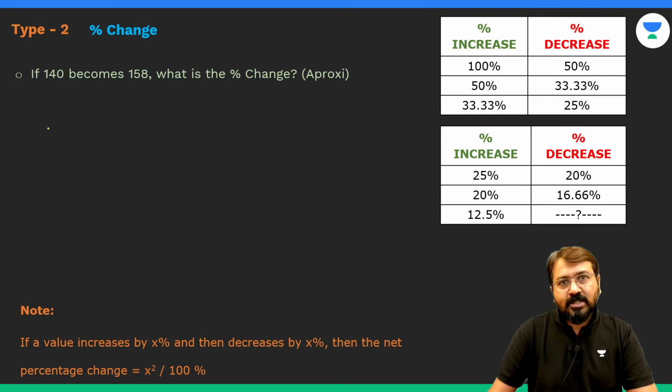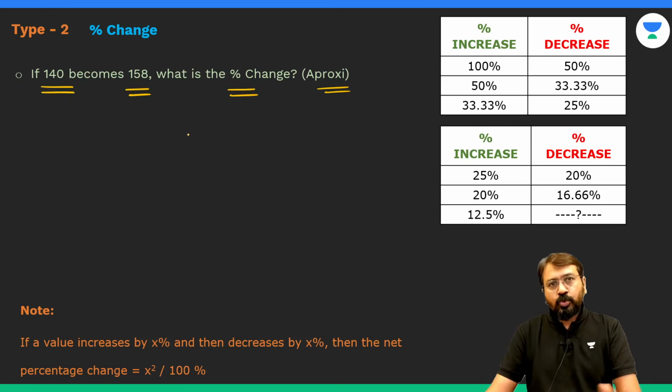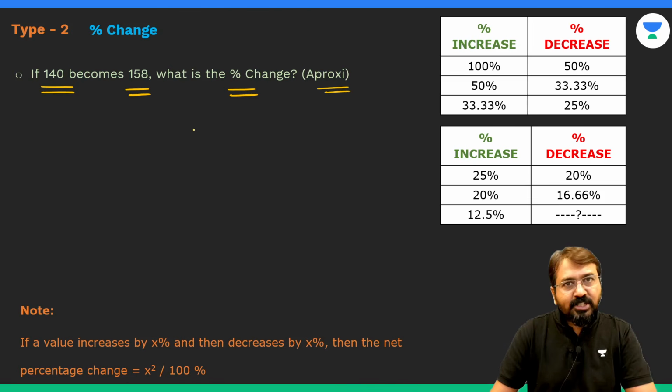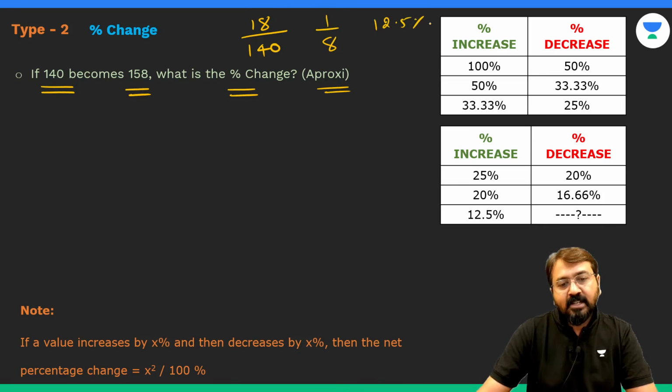This is once again a conceptual question. If 140 becomes 158, what is the percentage change? Once again, approximately close to. Can you tell me what the percentage change is? There are a couple of ways to think. Many students do it this way: it's an increase of 18 over 140. 18 8s are 144, so this is close to 1 by 8, or you can say 12.5%. But since it is 140 over here, not 144, it will be close to 13%.